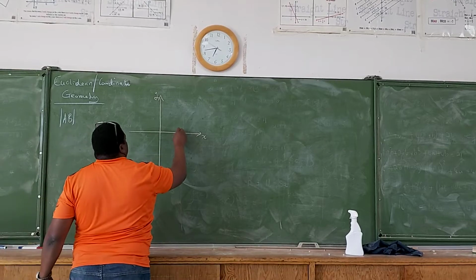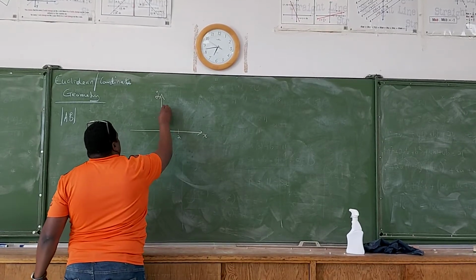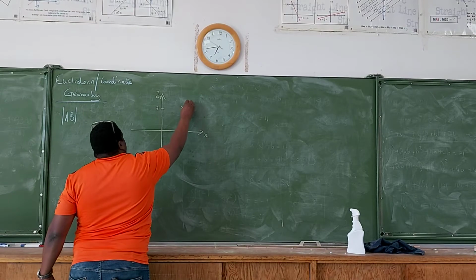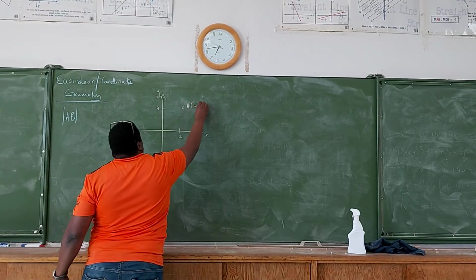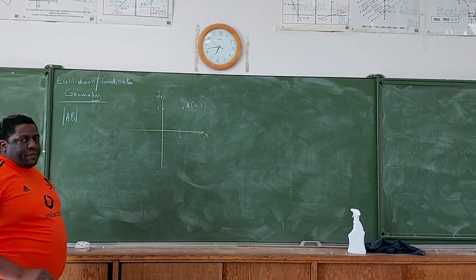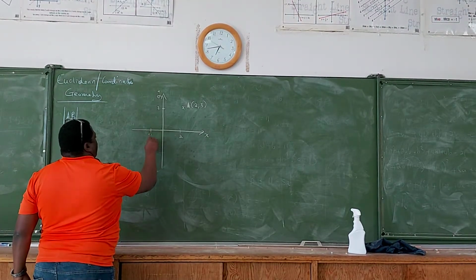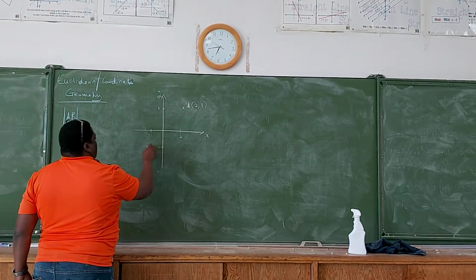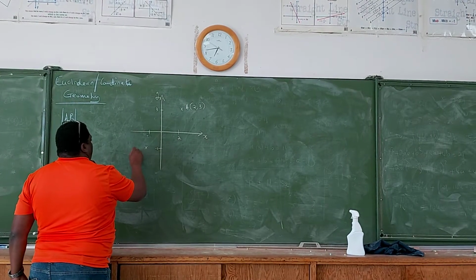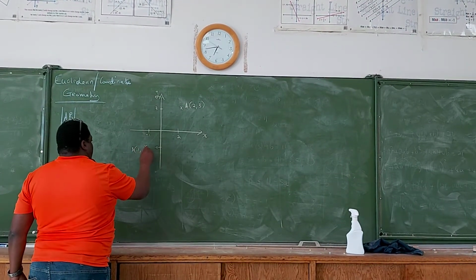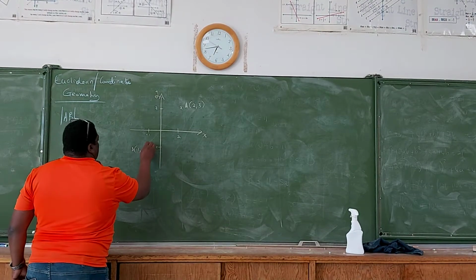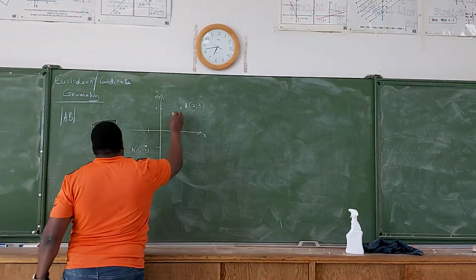Let's say for some reason that's 2. So point A is here, which means the coordinate of point A is (2, 3). And suppose I have, let's say, the coordinate here of B, which is (-1, -2). So the point is here.